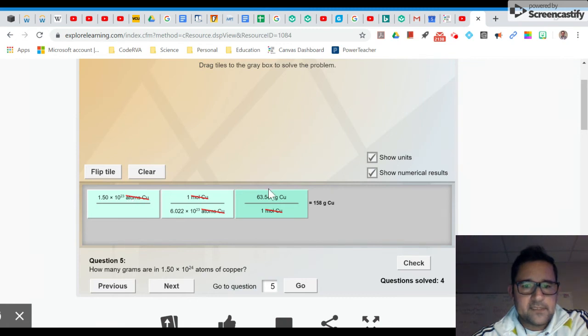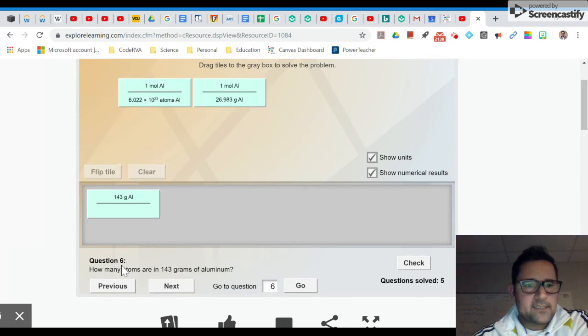Now, what do I do with these numbers? Remember, the numbers on the top, you multiply, and then you divide them by the number in the denominator. So go ahead and do that, and it comes out to be 158 grams of copper. And I click on check. Voila, correct answer.